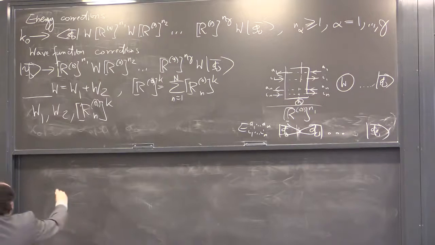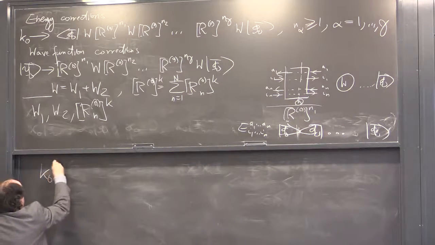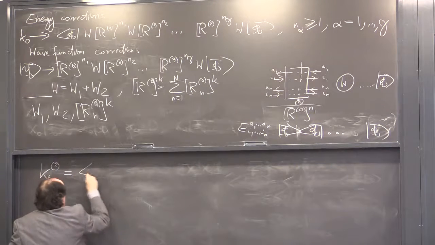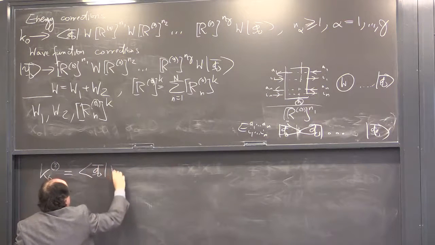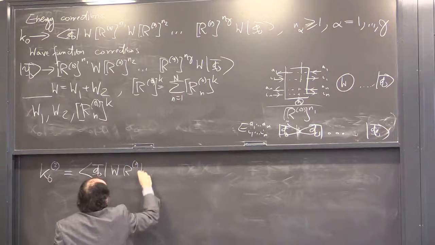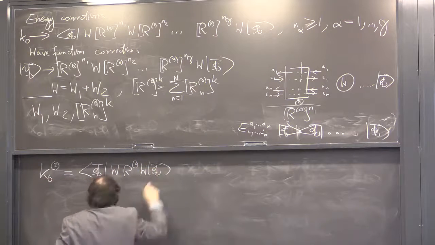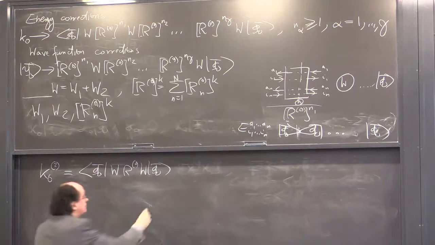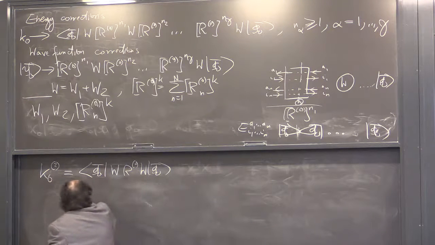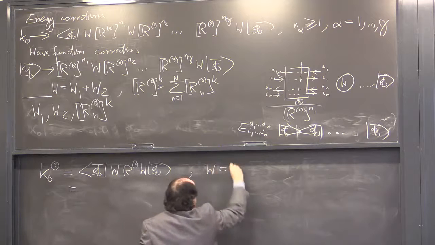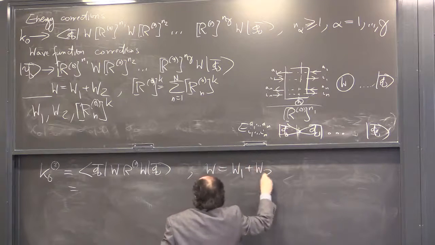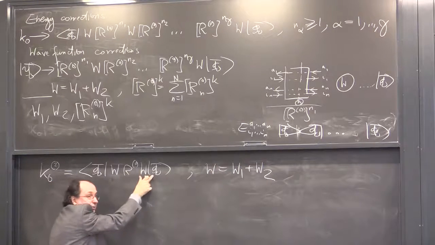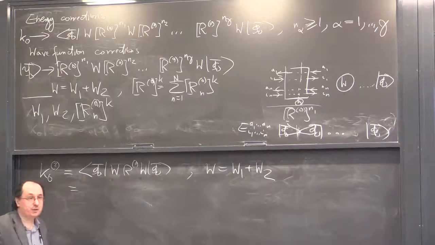So let's start with the second order correction to the energy, K02. The formula for it was phi0, W, R0, W, phi0. Remember, W is W1 plus W2, so I can split it further. I have W1 plus W2 here, I have W1 plus W2 here, so I end up with 4 contributions.